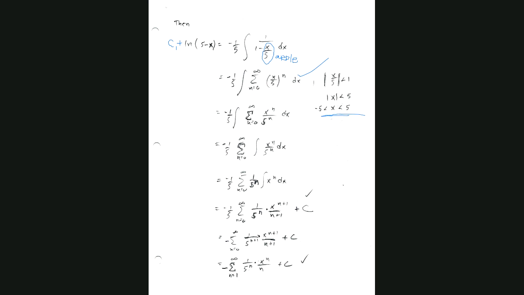Okay, so now what we want to do is we have x over 5 to the nth power here. I'm going to write that as x to the nth over 5 to the nth. So now we have c1 plus the log of 5 minus x equals negative 1/5 times the integral of this series here.